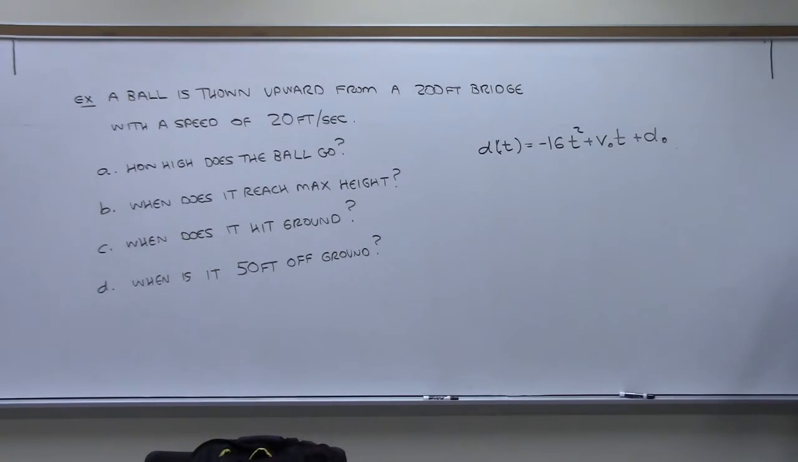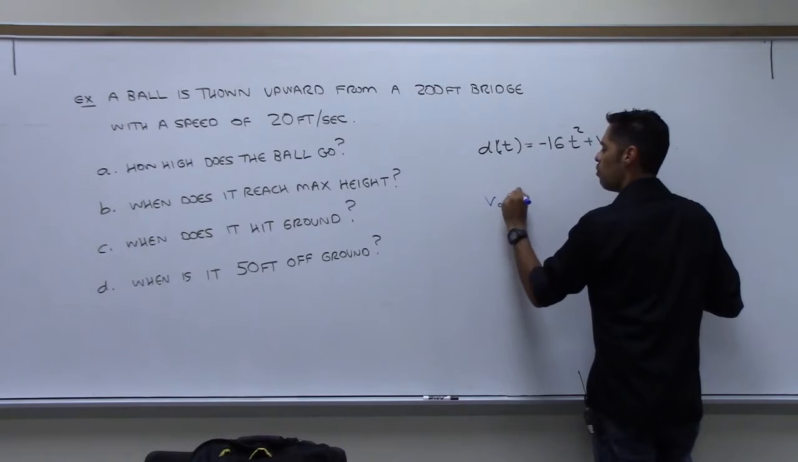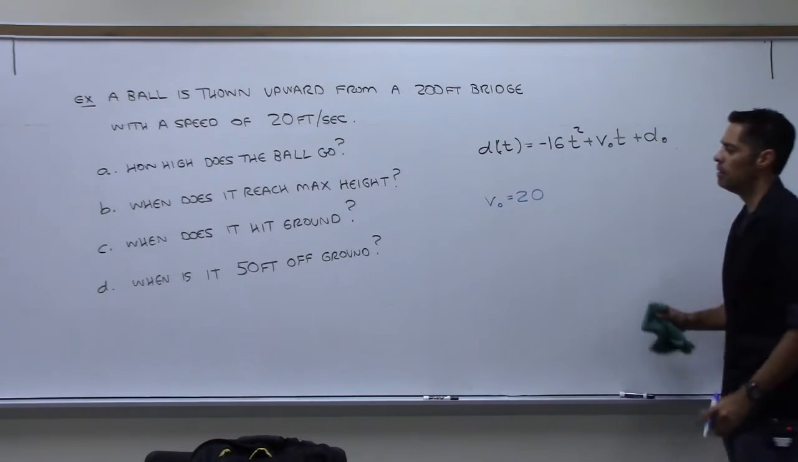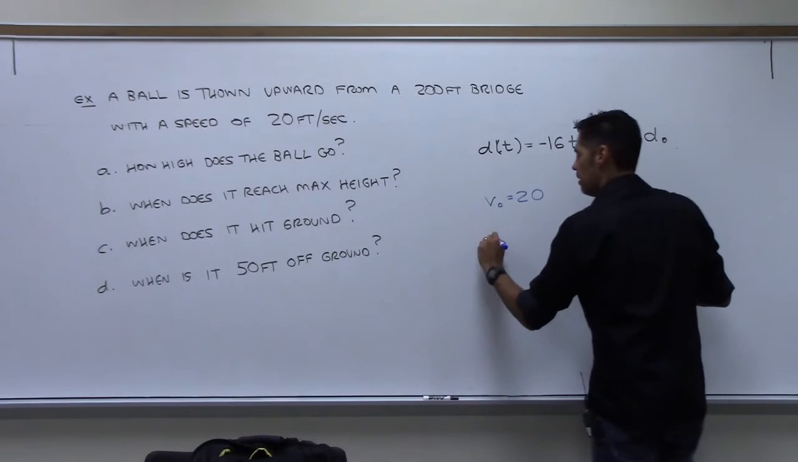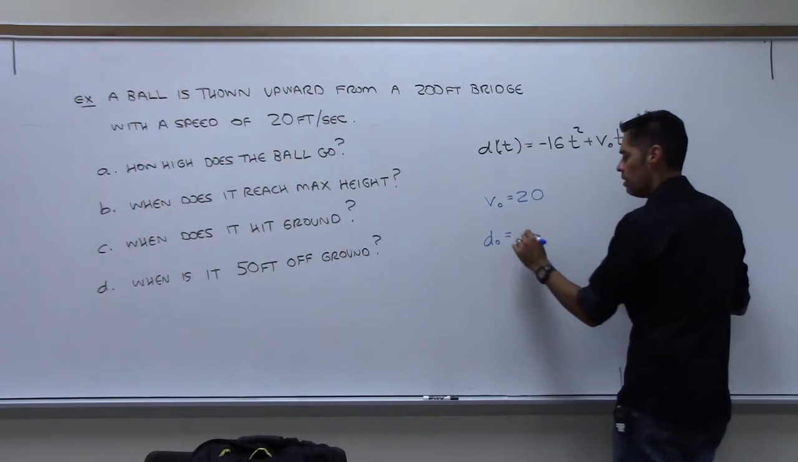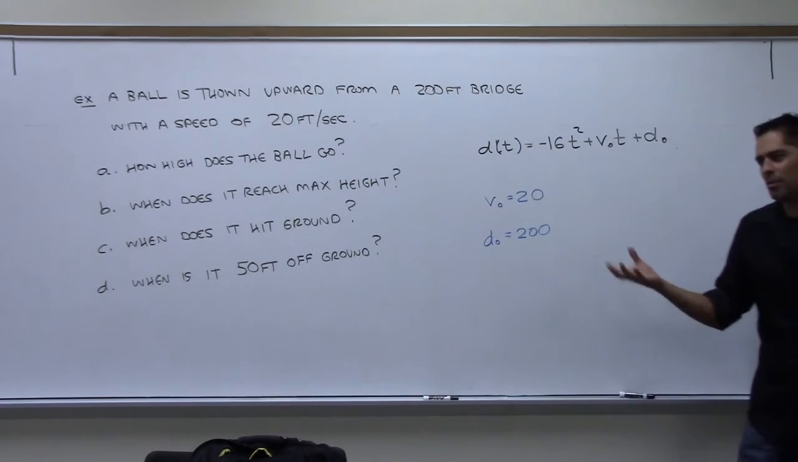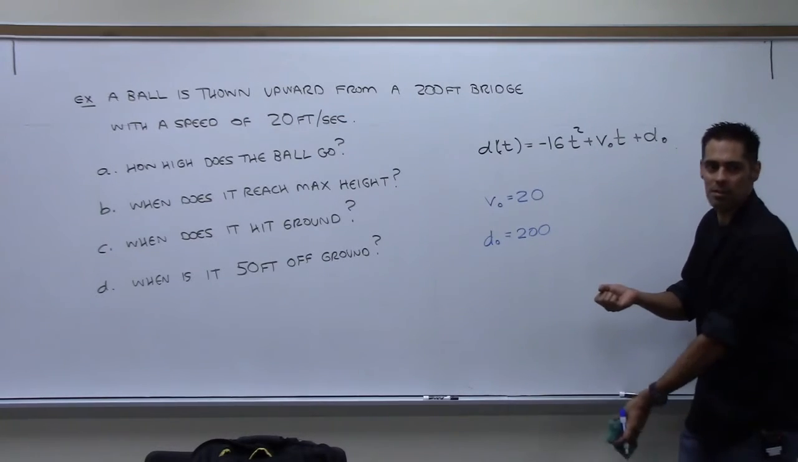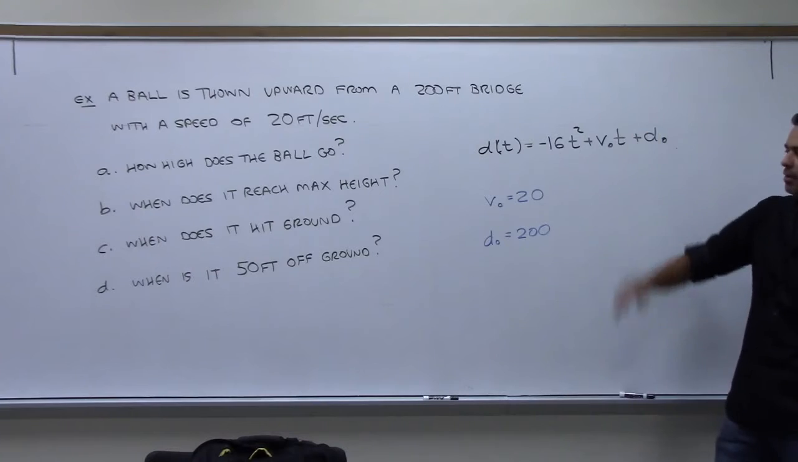Do we know either one of those? Yes? What are they? V naught is 20. Is it positive or negative? Positive, because the ball was thrown upward. And d naught is, how high was that bridge? 200. We're assuming it's thrown from 200 feet. Now, you could say, well, wait, if the person was holding it, it was a little bit higher than the ground. Let's just agree it was from 200 feet, it went up, okay?